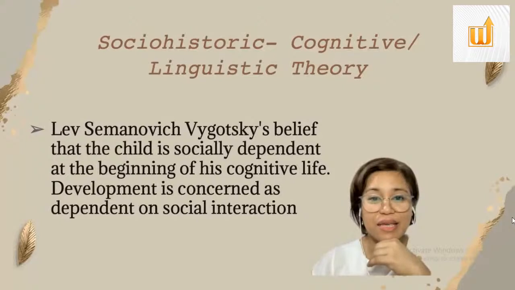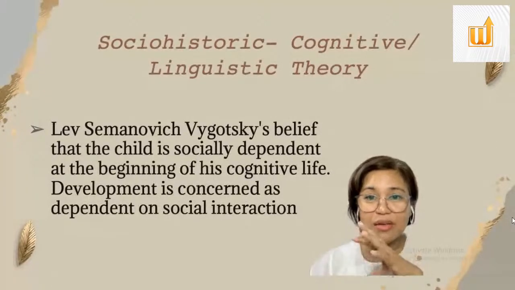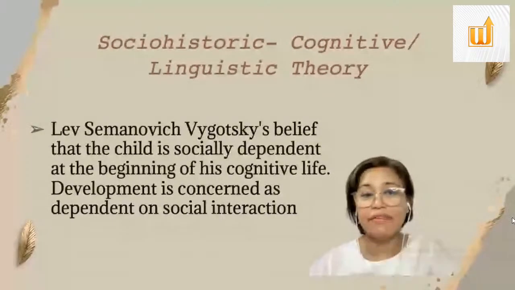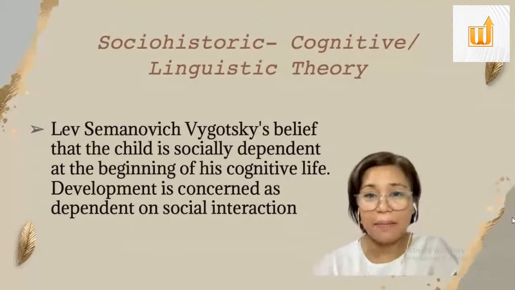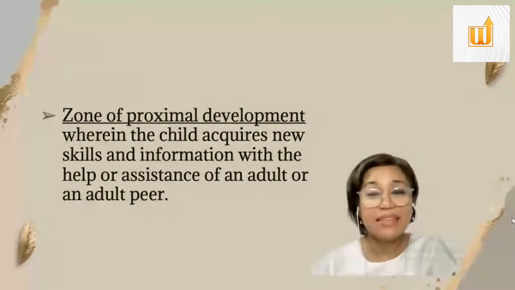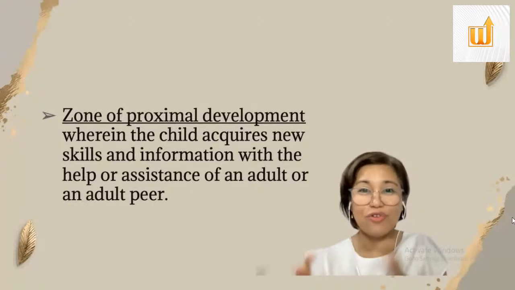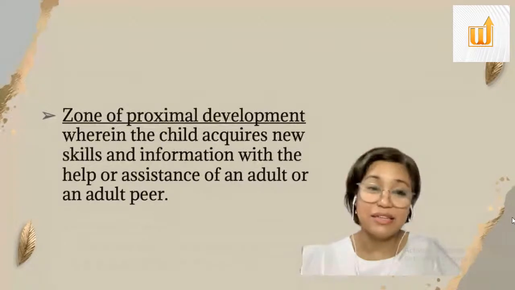And so we say that during the early years of the child's life, it is important that he or she will experience the kind of social interaction that will help him or her develop socially, and develop the cognitive linguistic capacity. And so that environment is called zone of proximal development. This is the zone where the child maximizes the development.